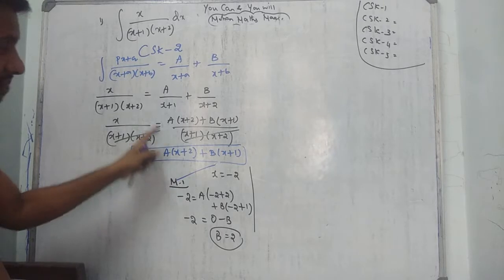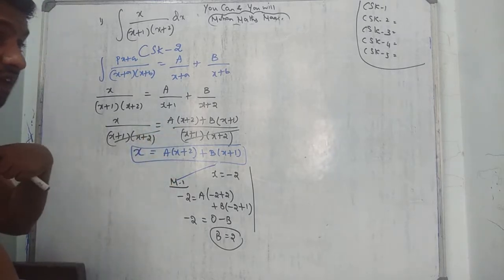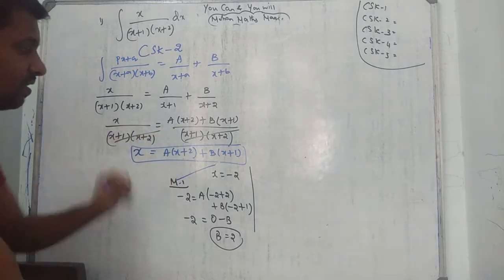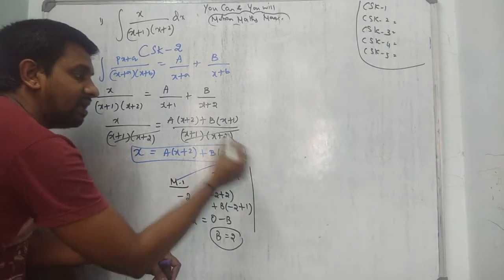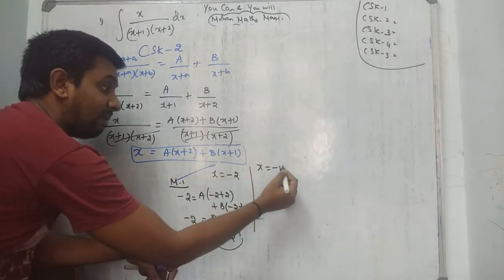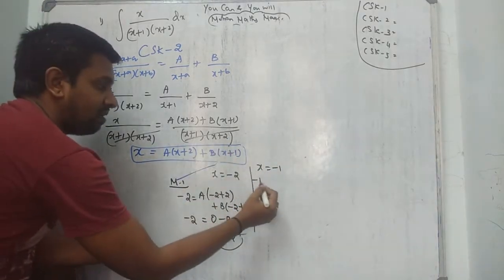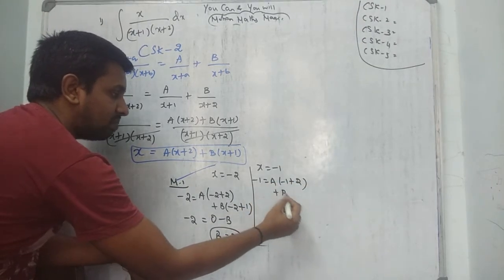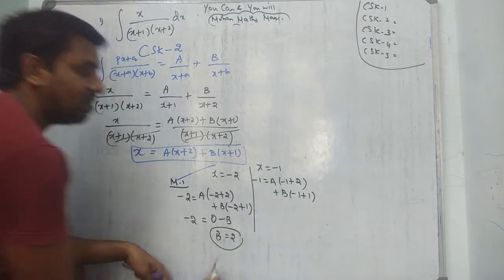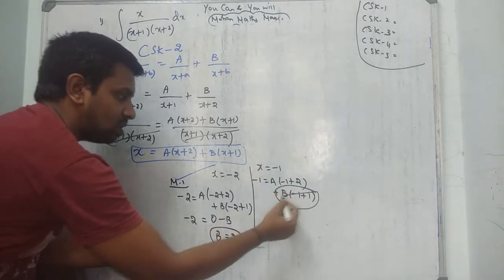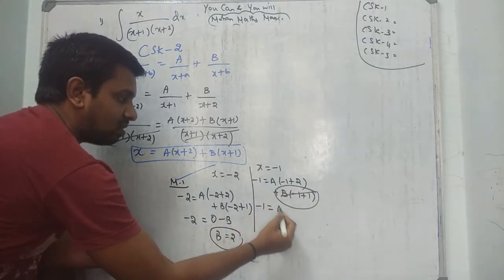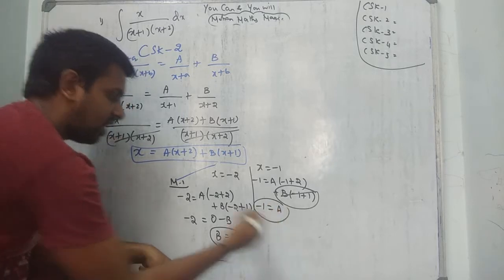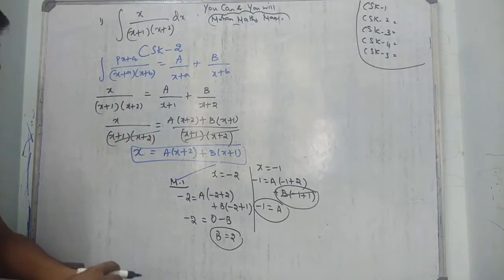To eliminate A, I have to think which value to put for x: minus 2. And now I need to eliminate B, so in place of x I put minus 1, on both sides. Minus 1 equals A into (minus 1 plus 2) plus B into (minus 1 plus 1). That is 0. So minus 1 equals A. So I found the A value, and A and B are both found. This is method number 1.